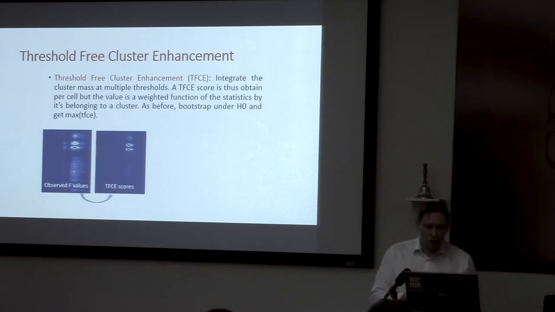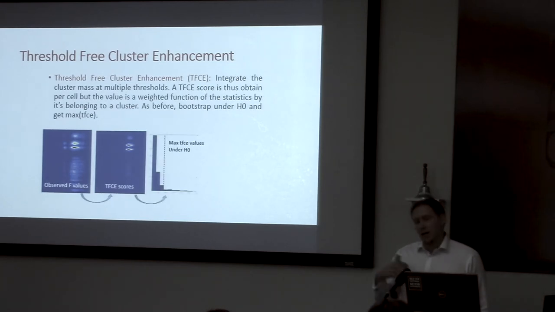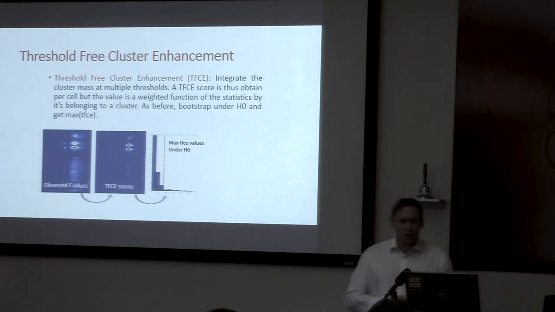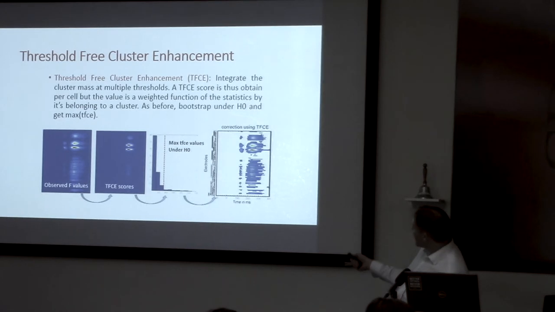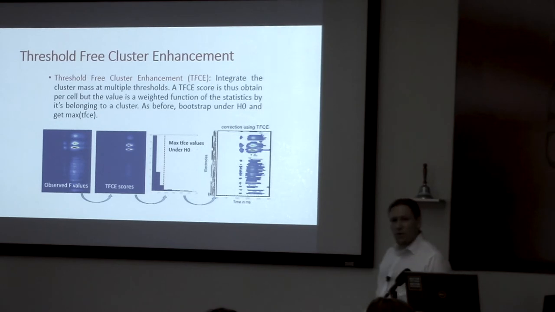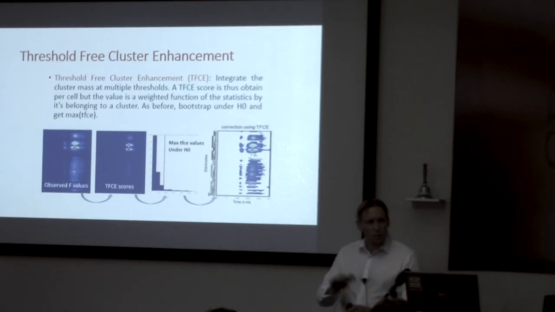And then the way we have the TFCE scores, now since we have the null distribution, we can get the maximum TFCE score under the null. We got the distribution, we look at the 95th percentile, and you threshold the data. Now I've got this map again, except that now I can say anything I want about a particular point, because now the inference is about specific cells and not about the whole cluster.